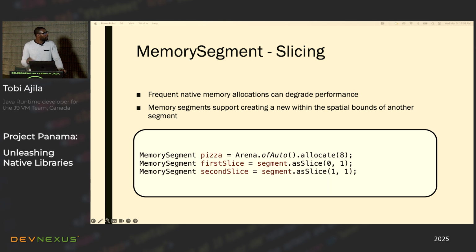So we have a pizza here, and then we can sub-allocate a slice out of it. The first parameter is the start. The second parameter is the size. So we're only sub-allocating a byte, and then the second slice is another byte from the second offset. So that concludes memory segments.